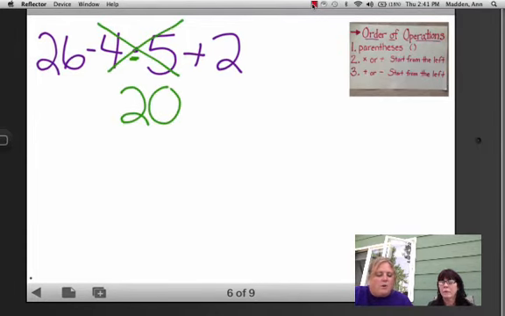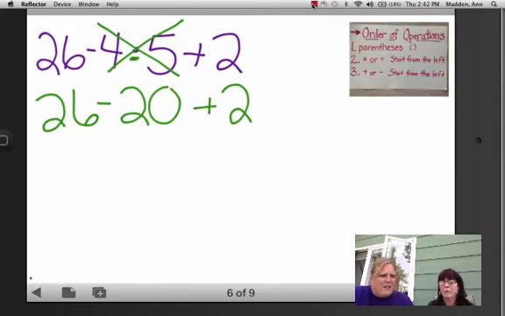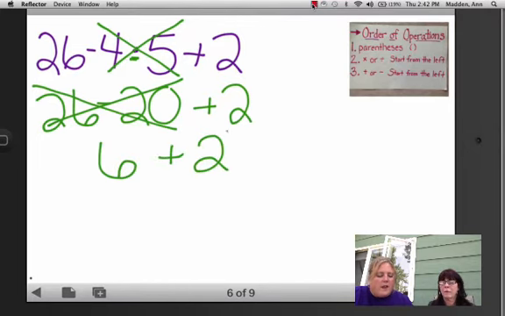I don't see any more. I want to copy this down. I always want to do that so I know what equation I'm working with. Next thing I look for is addition or subtraction. I always start from the left, and I notice right away that I have a subtraction first. That doesn't matter. I need to do that. 26 minus 20 is 6 plus 2. And then I have 6 plus 2 equals 8.